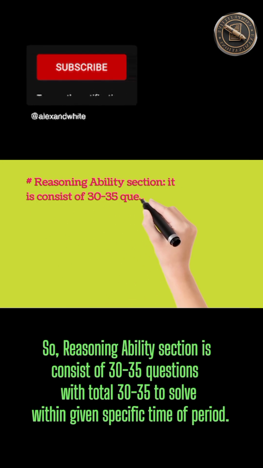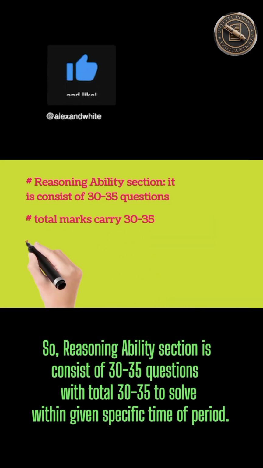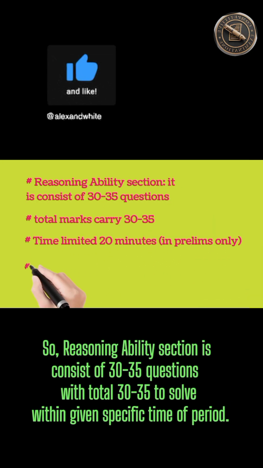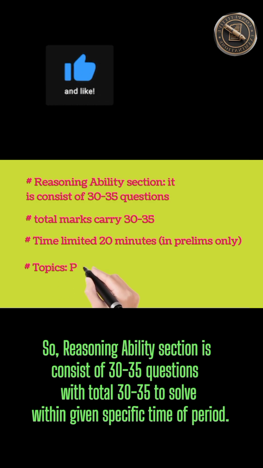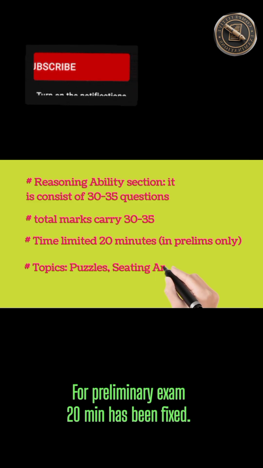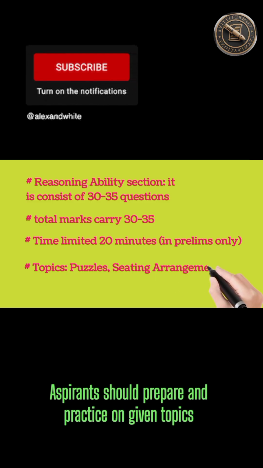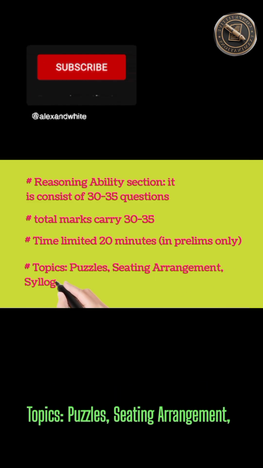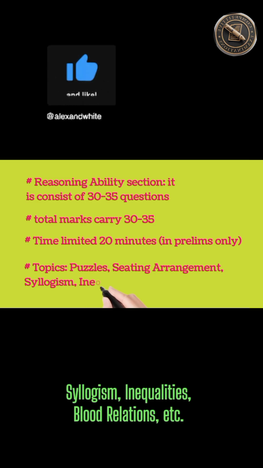So the reasoning ability section consists of 30-35 questions with a total of 30-35 marks, to be solved within a given specific period of time. For the preliminary exam, 20 minutes has been fixed. Aspirants should prepare and practice on given topics. Topics: puzzles, seating arrangement, syllogism, inequalities, blood relations, etc.